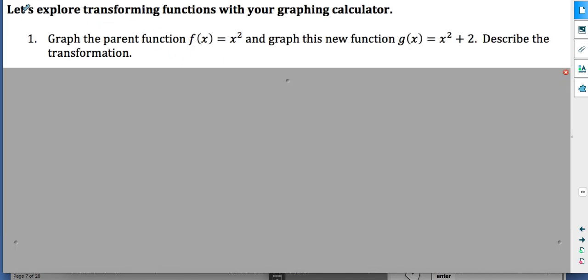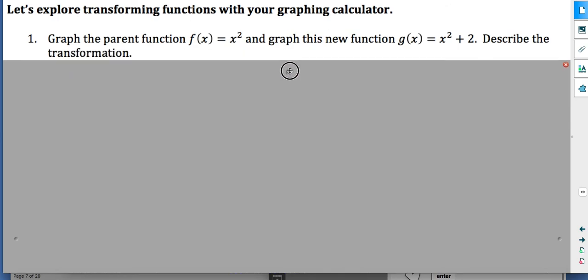The next part, again, is just exploring. You're going to change your graph from f of x equals x squared to g of x equals x squared plus 2, and tell me what happens in your calculator. Again, you guys can, oh, there's the answer. You weren't supposed to see that. But I want you guys to try it on your own. Again, I'll post all the answers and we'll talk about it some more.